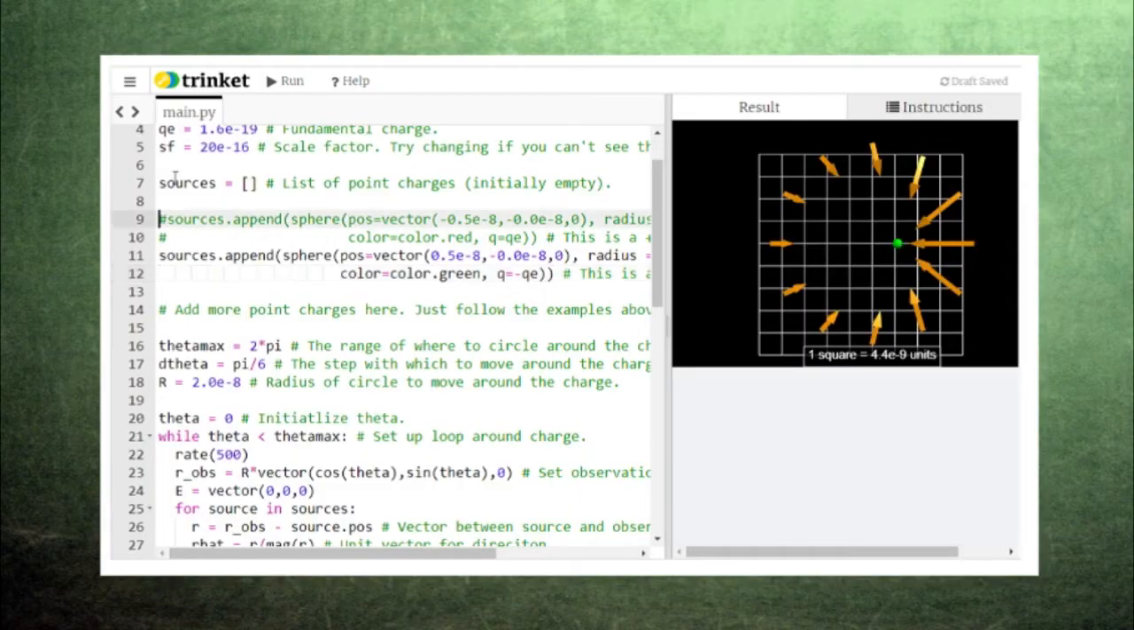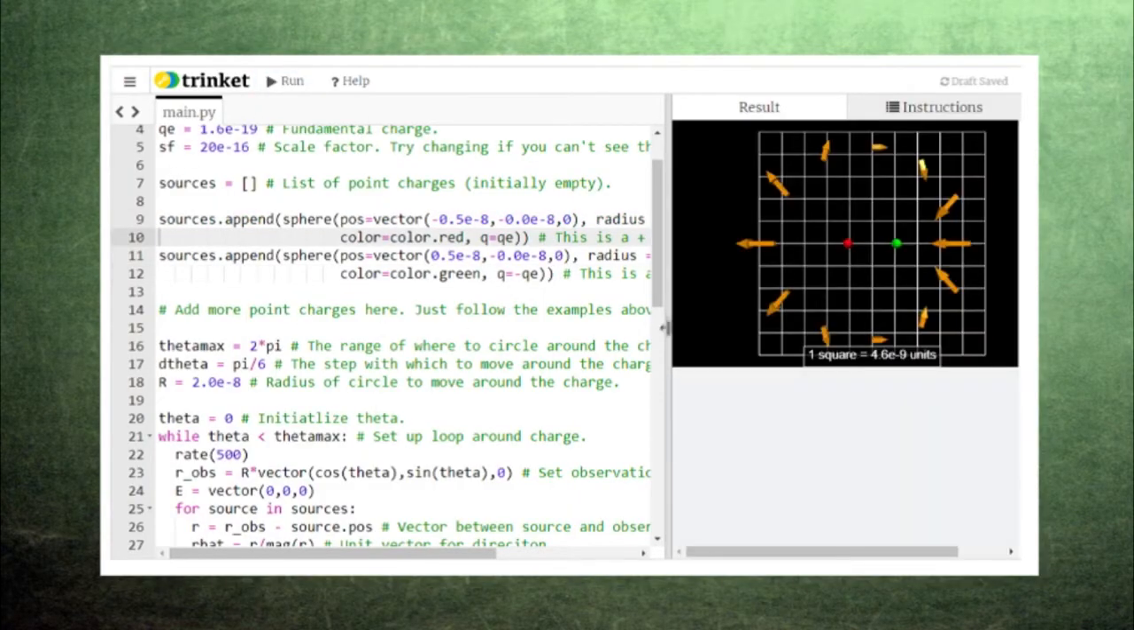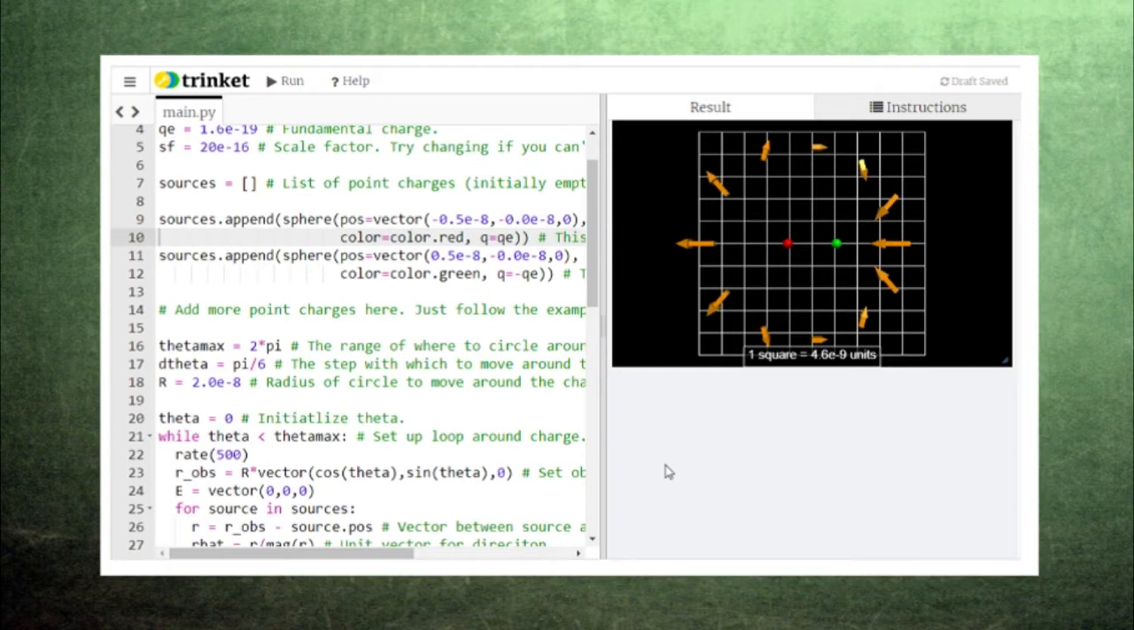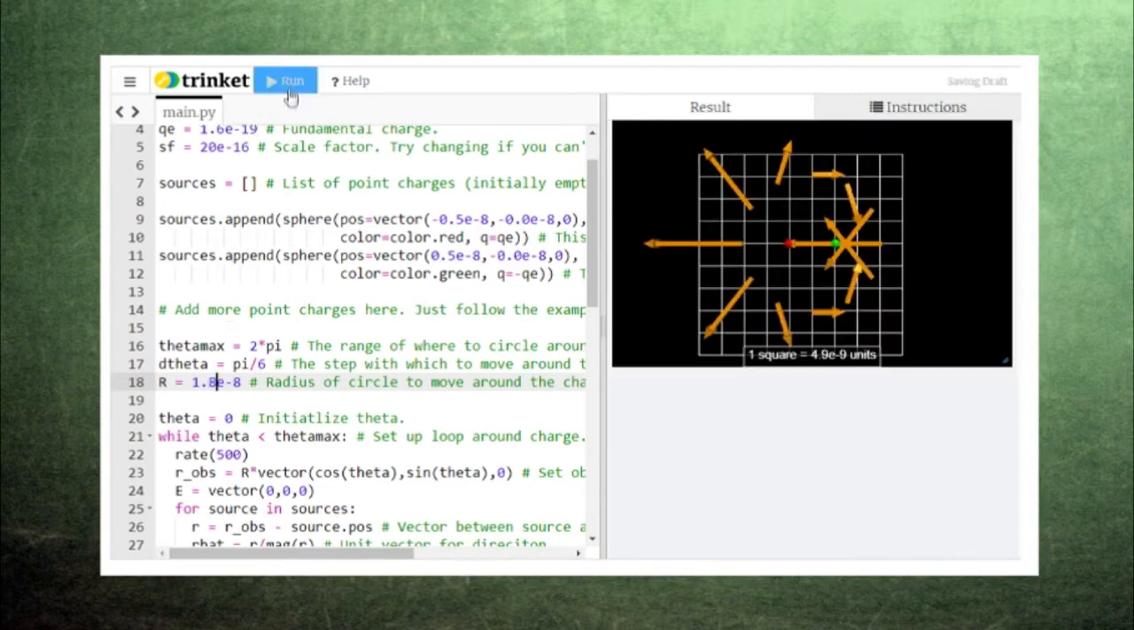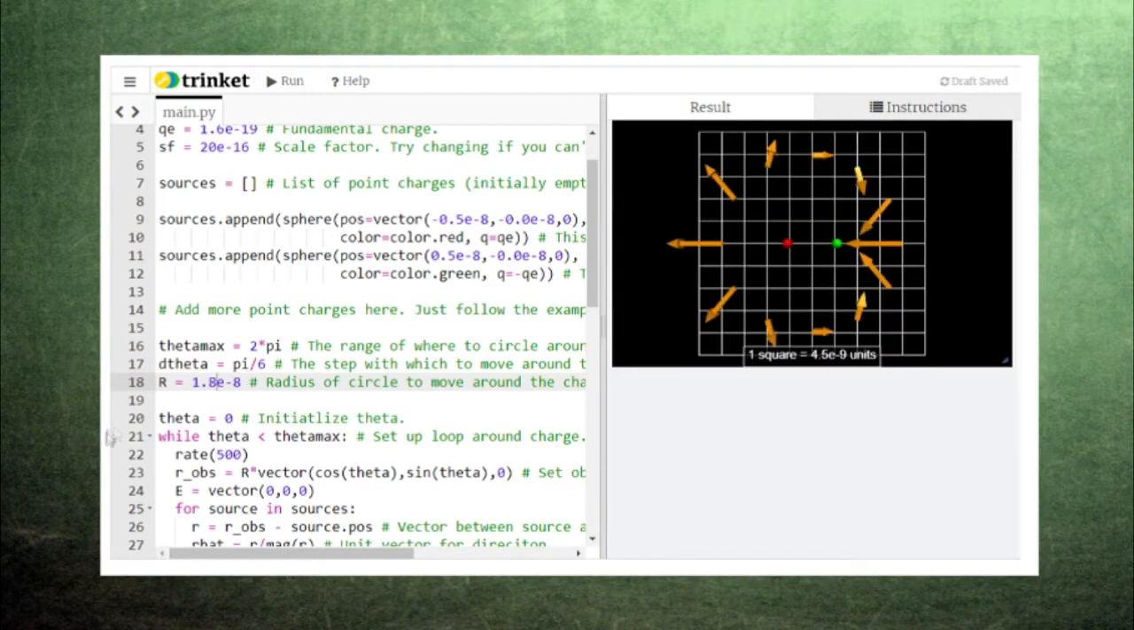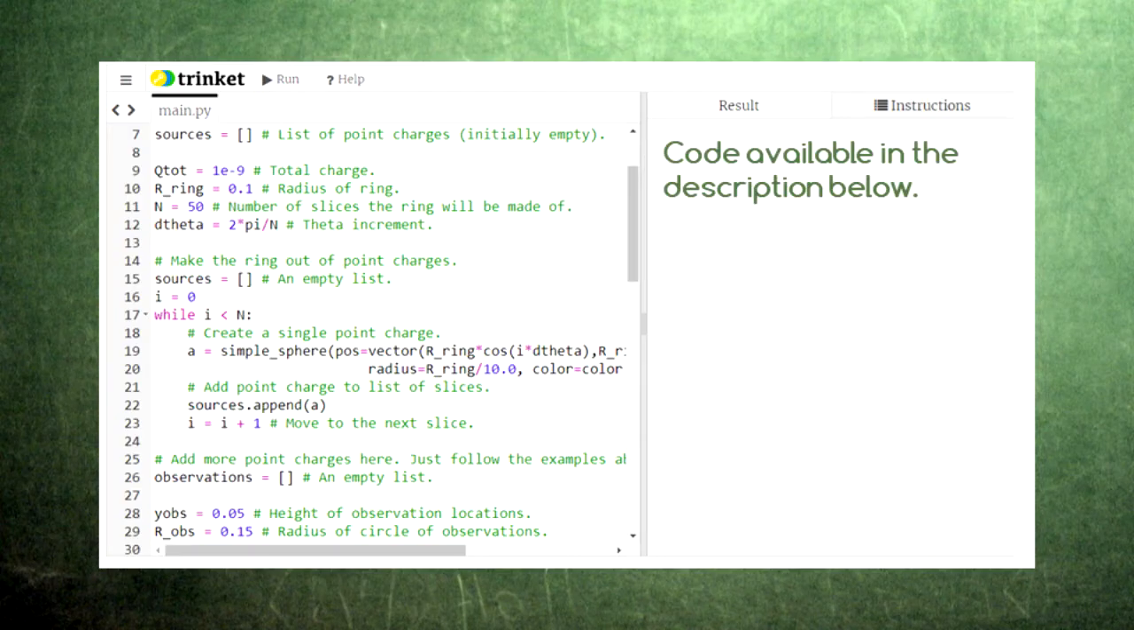Last time, we learned how to visualize the electric field from one or two charged particles. But in the real world, we deal with many charged particles combined on a larger scale in shapes like rods, rings, cubes, and spheres. With just a few modifications, our electric field code can show us the electric field of such charged objects. First, let's set the total charge of the shape we're interested in.